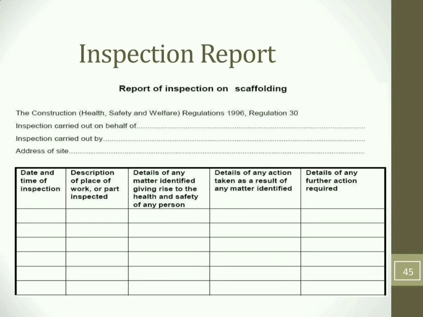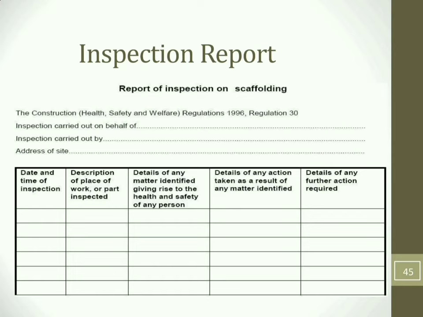And the inspection report, under Construction Regulations 1996, Regulation 30. We need to ensure the inspection was carried out by a certified inspector or not. And the date and the time of inspection are very important. The second column is the description of the place of work and part inspected, that is, which area and which part you inspected, like grid column 1, column 2, column 3 area. We need to ensure this second one.